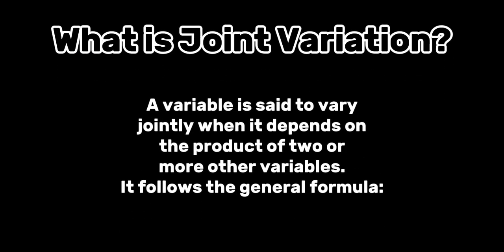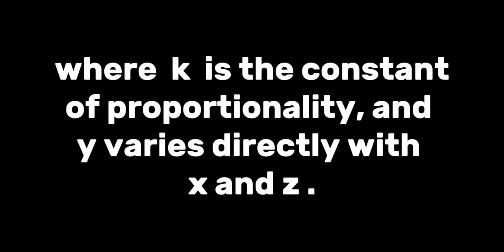What is joint variation? A variable is said to vary jointly when it depends on the product of two or more other variables. It follows the general formula y is equal to k times x times z, where k is a constant of proportionality and y varies directly with x and z.